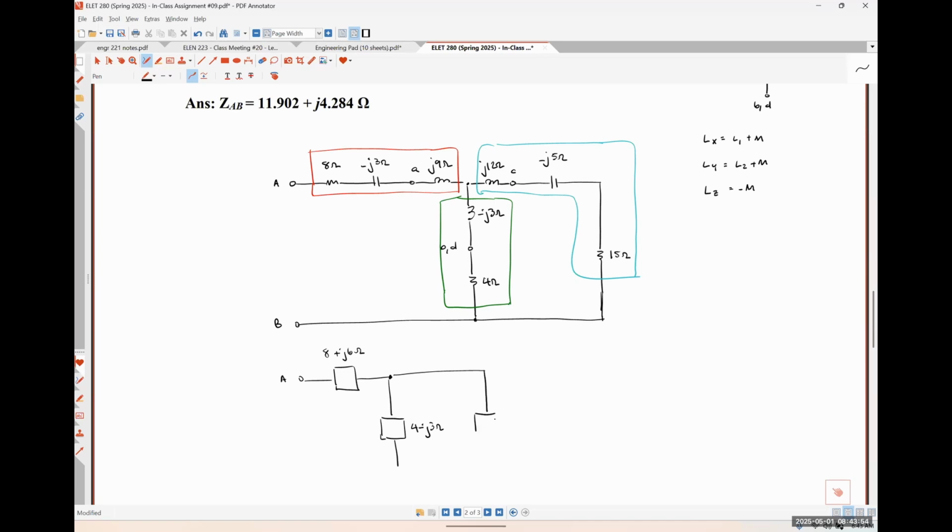And across this path, I have an impedance of 15 plus J7. So with that simplification, it should be fairly straightforward for us to be able to calculate this equivalent impedance, right? So what should it look like?